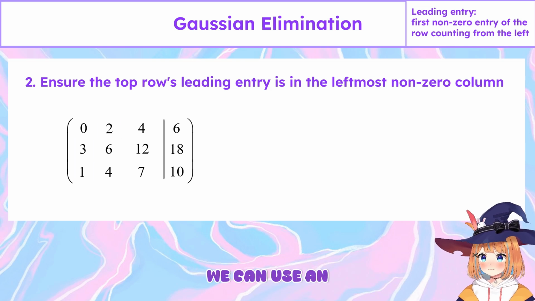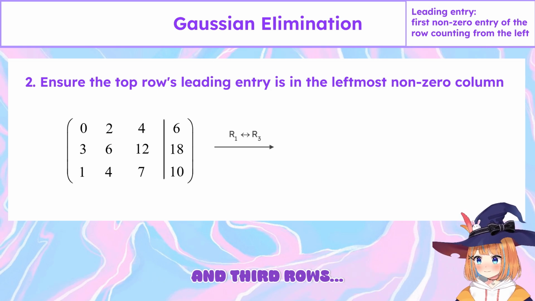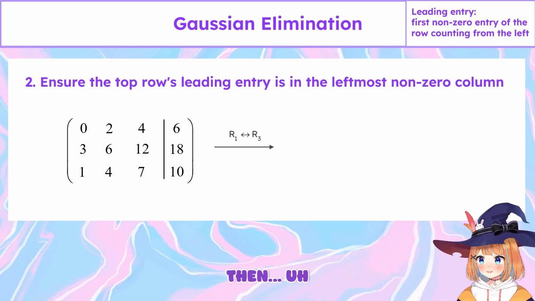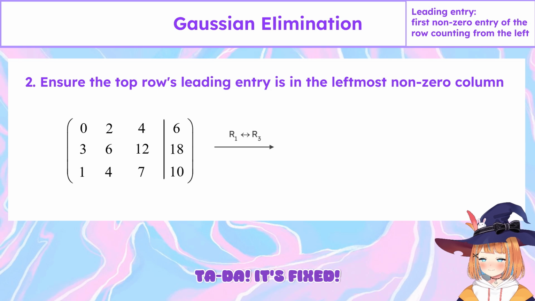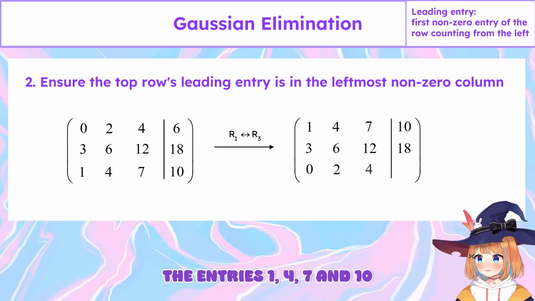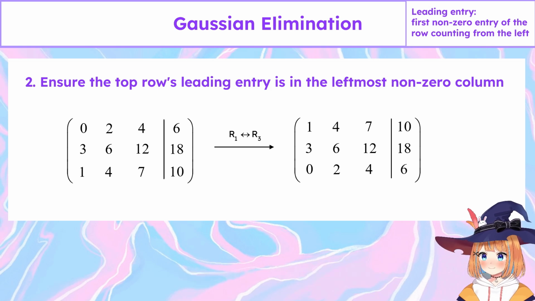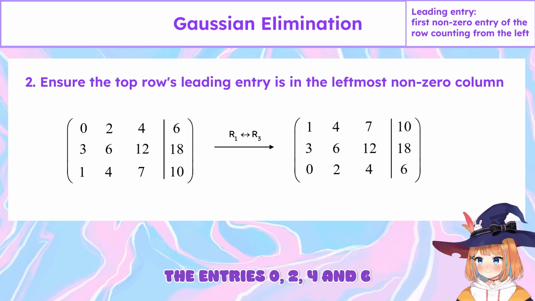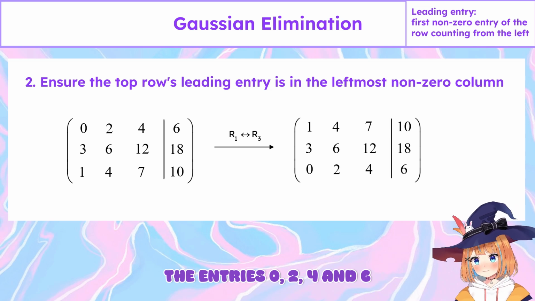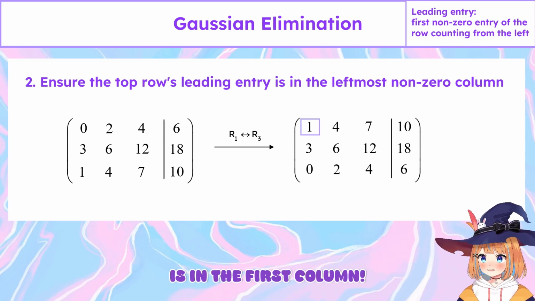Alright, we can use an elementary row operation. Applying the exchange rows operation, we will swap the first and third rows. Then, ta-da! It's fixed! The first row will now contain the entries 1, 4, 7, and 10. The third row will now contain the entries 0, 2, 4, and 6. Now our first row's leading entry is in the first column.